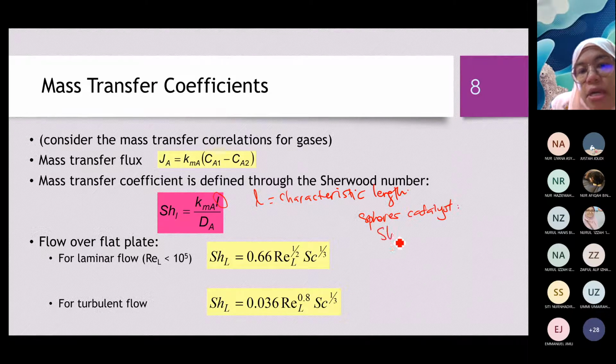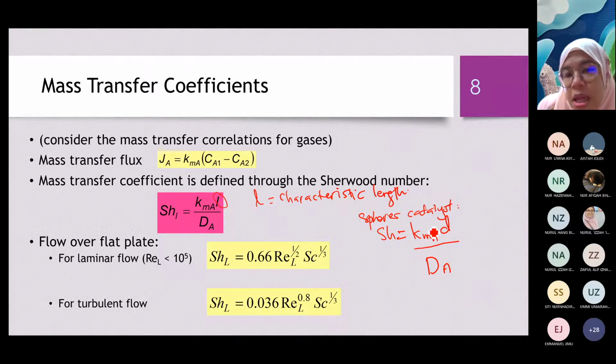The Sherwood number becomes Sherwood number equal to k_mA d, where d is the diameter of catalyst, divided by the diffusivity. Okay, Sh is Sherwood number, k_mA is mass transfer coefficient, d is diameter of catalyst, and D_A is diffusivity, the diffusivity coefficient.